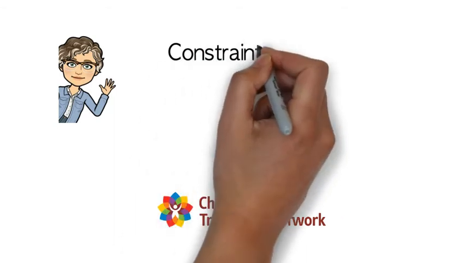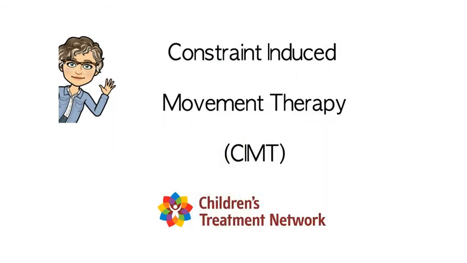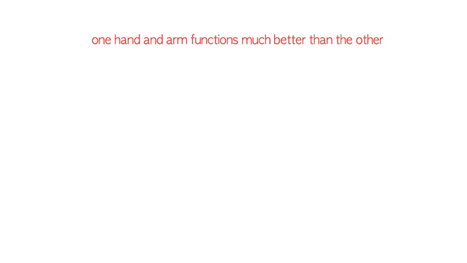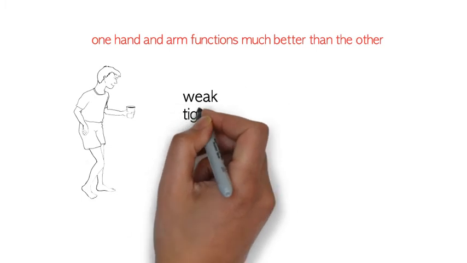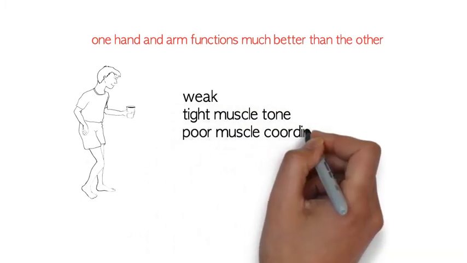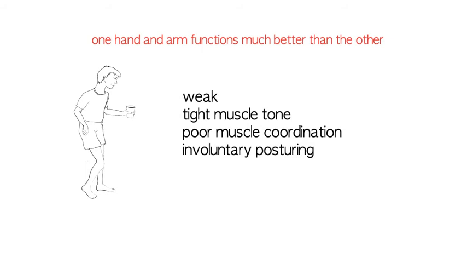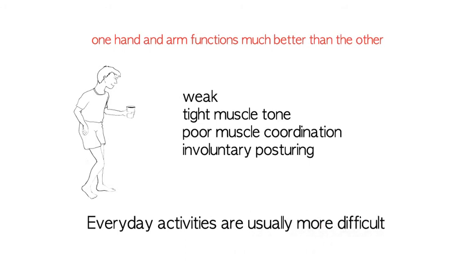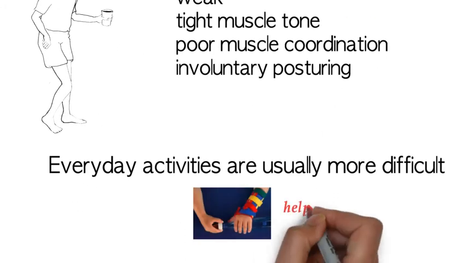I want to explain the use of constraint-induced movement therapy for children with cerebral palsy or acquired brain injury when one hand and arm is much weaker than the other. Some children with cerebral palsy or acquired brain injury have one hand and arm that functions much better than the other. The affected hand is weak, may have tight muscle tone, poor muscle coordination, and often has involuntary posturing movements. Everyday activities are usually more difficult to perform.